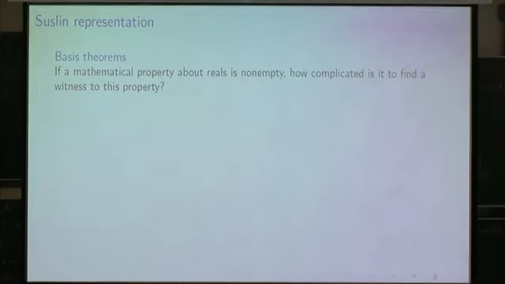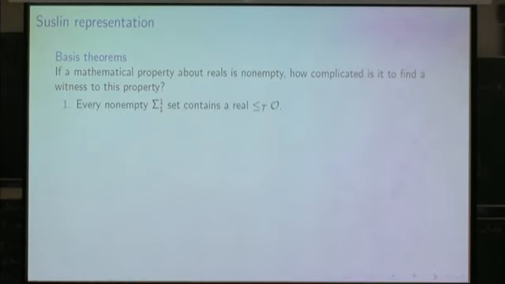A typical way of testing the effectiveness of the Suslin representation is by looking at basis theorems. It says that a certain uncountable subset of reals must have a member, and how complicated must the members be? So we can think of a mathematical property about the reals. If this property is non-empty, it must have a member, and how complicated is it to find a witness to this property?